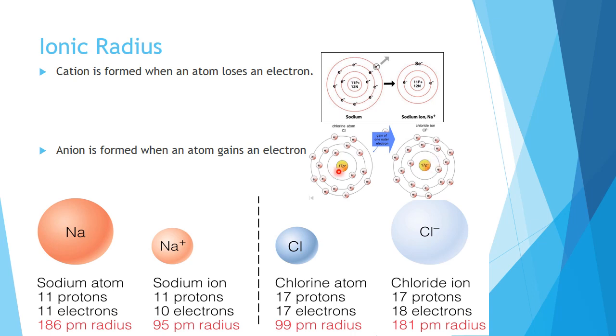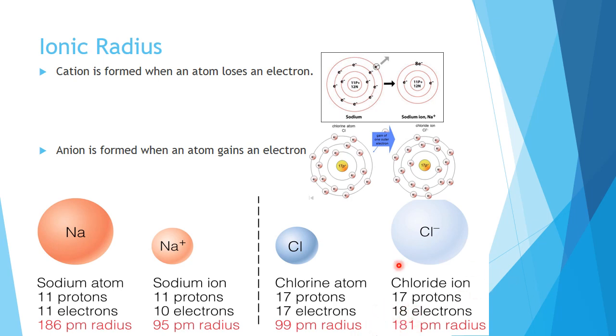For example, here 17 protons are pulling 17 electrons, but in this case 17 protons are there, but the electrons have been increased to 18. So the average force on every electron decreases, and due to that decrease we encounter an increased ionic size of chloride. You can see the size of chlorine atom is 99 picometer, but when this chlorine atom gets converted into chloride ion, its size increases up to 181 picometer.